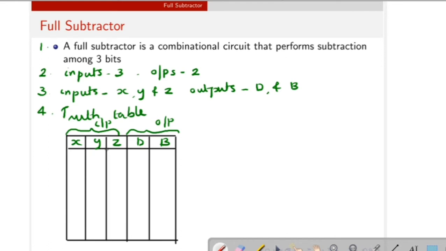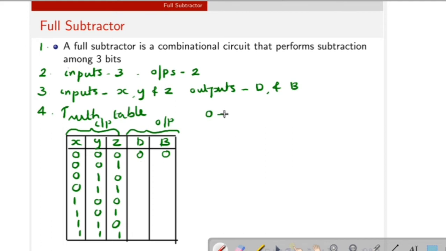So there are 3 inputs. 2 raised to 3 is equal to 8 input combinations, that is 000, 001, 010, 011, 100, 101, 110 and 111. Okay, next we have to find the outputs. So 0 minus 0 minus 0 is 0. So difference is equal to 0 and borrow also equal to 0.